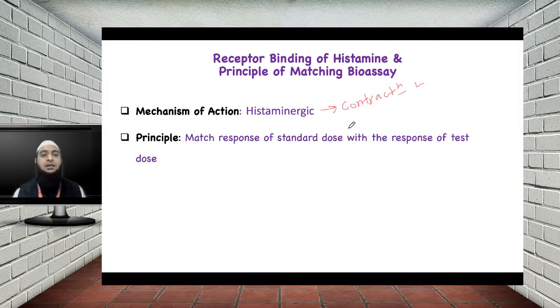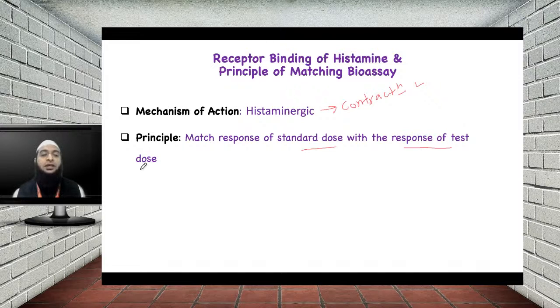The second important thing is the principle of the bioassay, because here we are studying a different type of bioassay, that is the matching bioassay. The procedural part we have already seen. So what we are doing in case of the matching bioassay is trying to match the response of the standard dose with the response of the test dose.